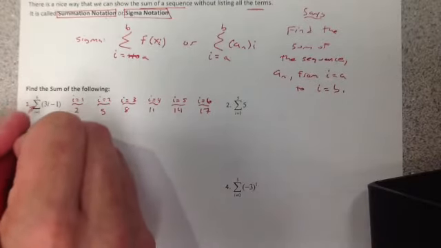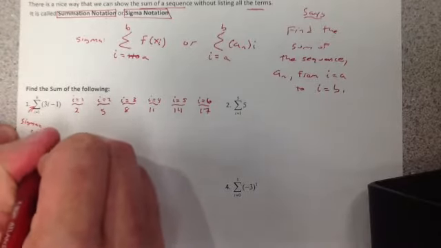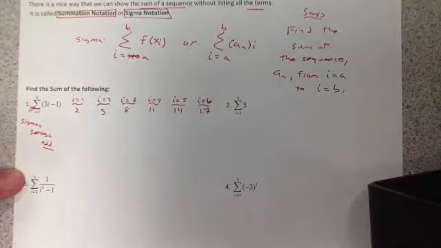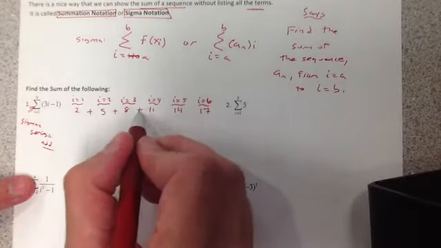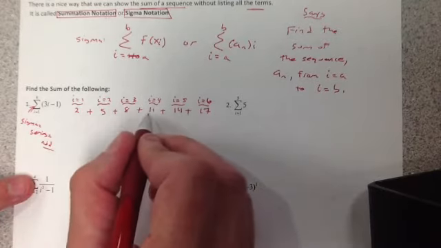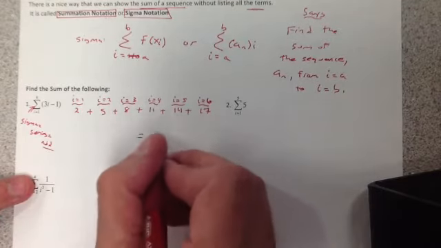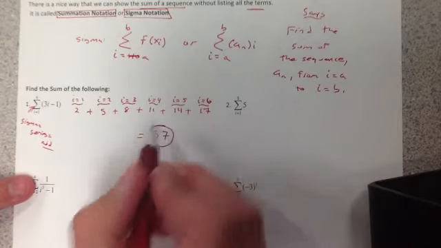But the sum, the sigma, means I have a series. A series means to add everything together. So to make the sequence a series, we add these all up together. So what's 2 plus 5 plus 8 plus 11 plus 14 plus 17? Real quickly, verify that: 57.